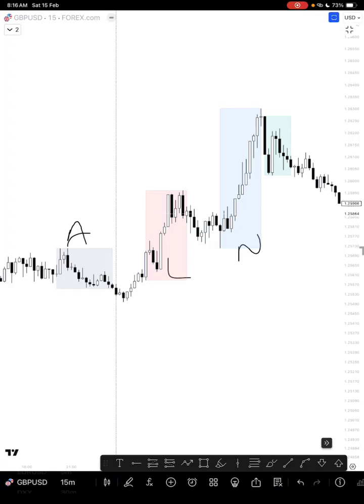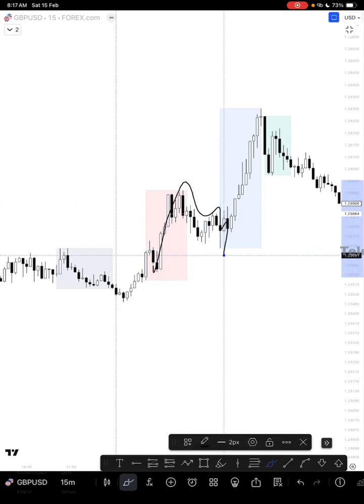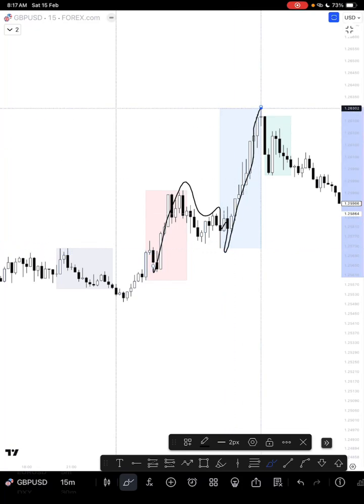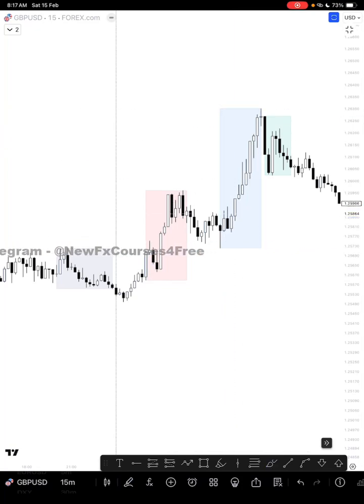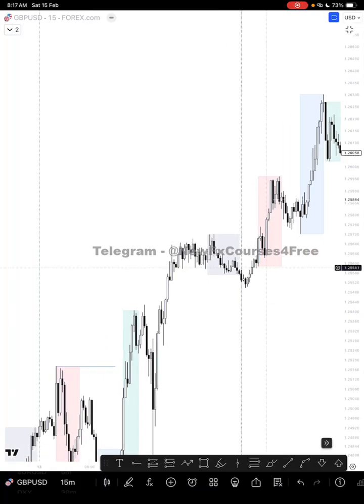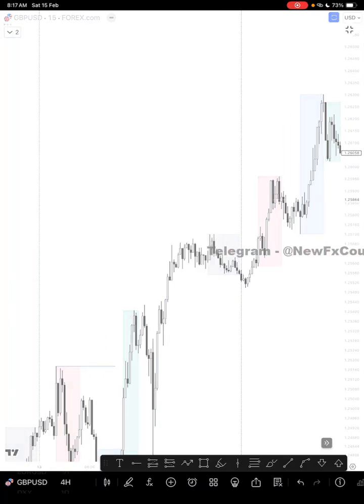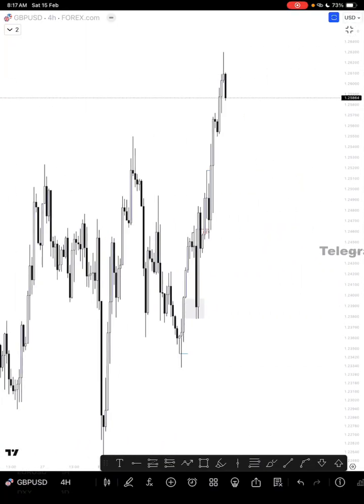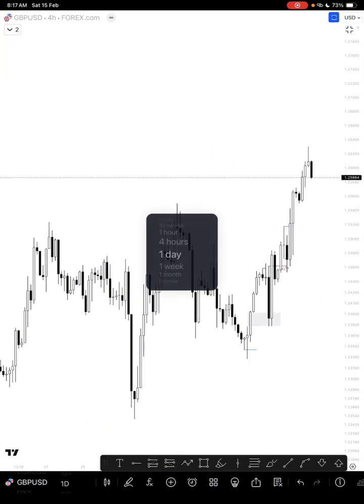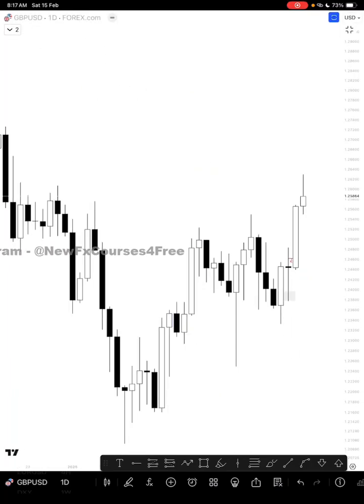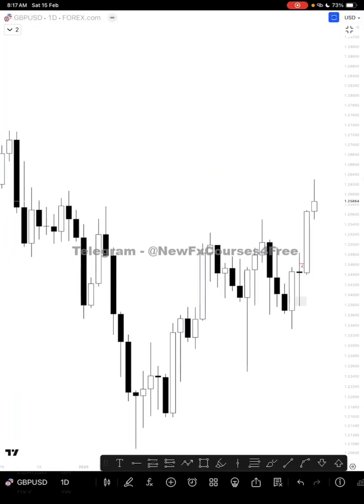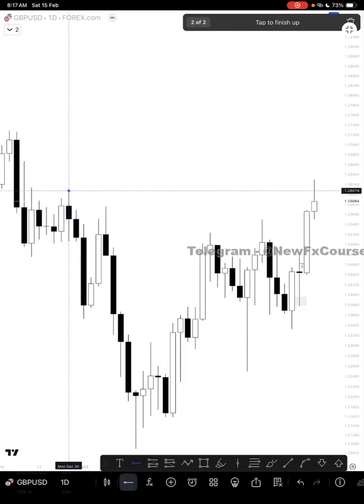So this is actually the normal protraction profile, which is Asian session range, London expansion, New York retracement, then expansion for higher prices. So let me actually incorporate this with the higher time frame narrative. So here, our daily draw on liquidity was actually this high over here.